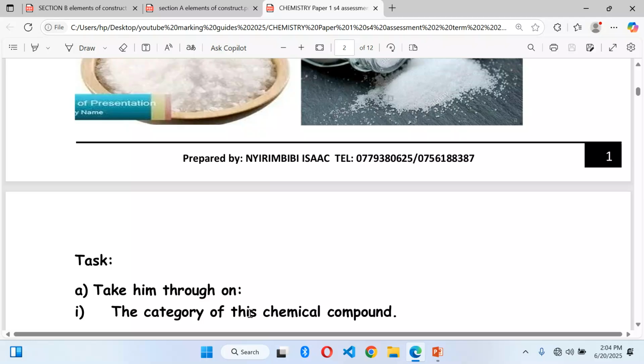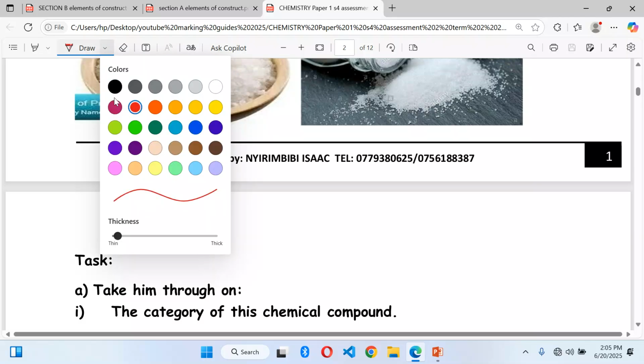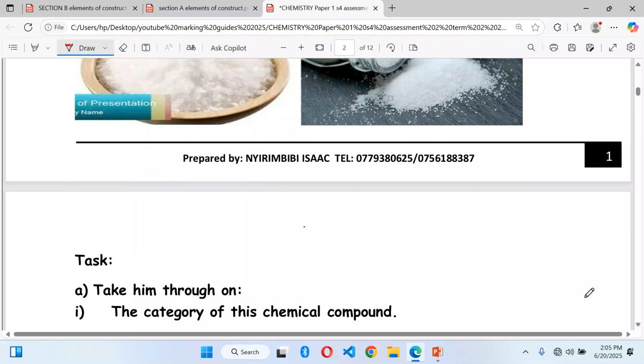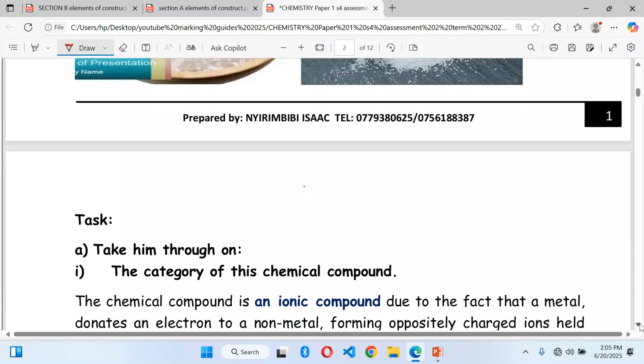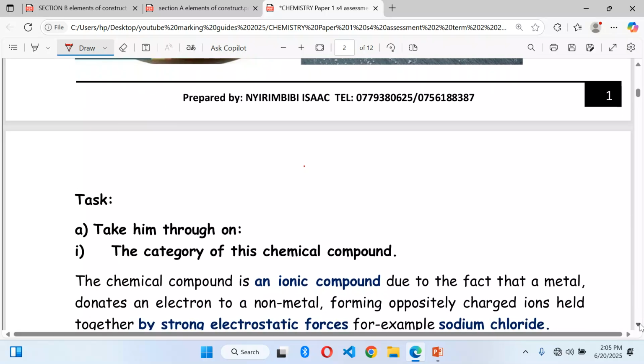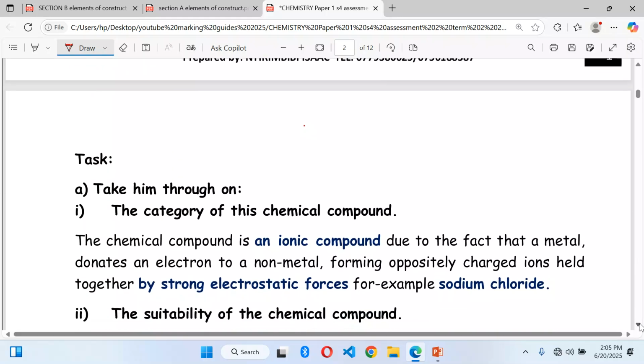Don't forget we said when you're looking at the category, we categorize the substance, we give the reason, and we give the example. So we are going to do that in this case. Okay, let's see how we can attempt that. So our substance we're talking about is the sodium chloride. So you can say the chemical compound is an ionic compound. Very good. That is the one, the category.